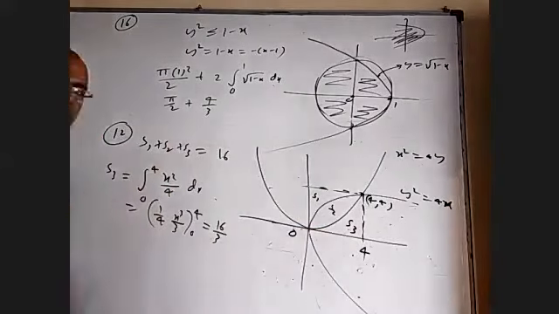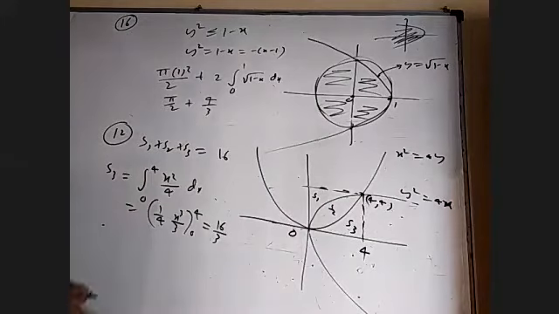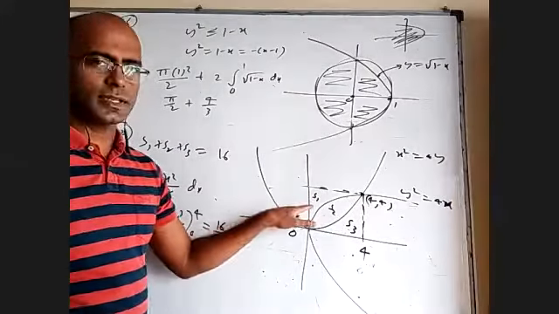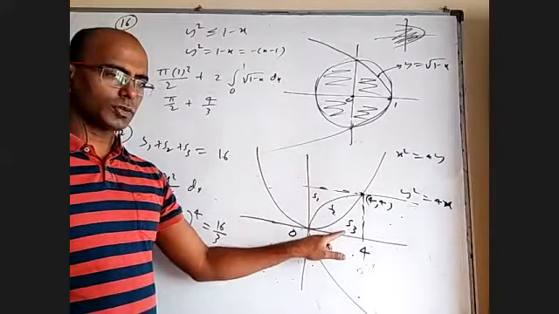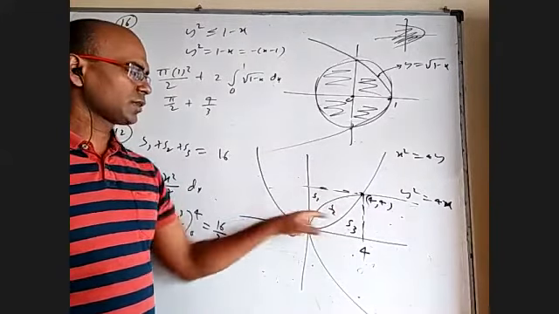Even S2 is also 16 by 3. How? Actually, if S3 is 16 by 3, by symmetry, you can say S1 is 16 by 3. This is 1/3 of the total area. This is 1/3, this is 1/3 basically.